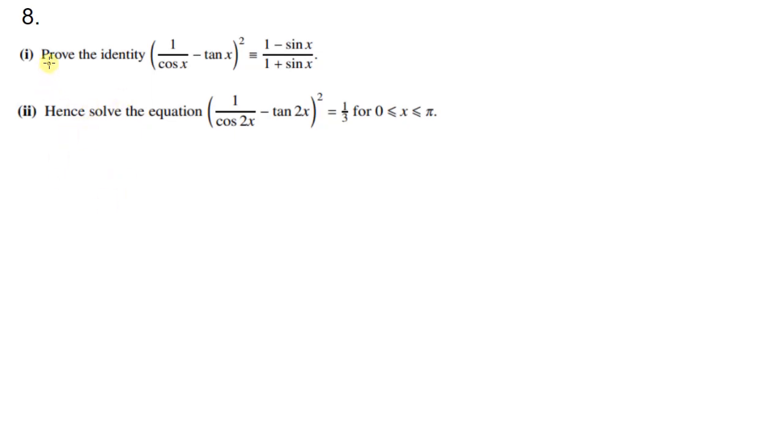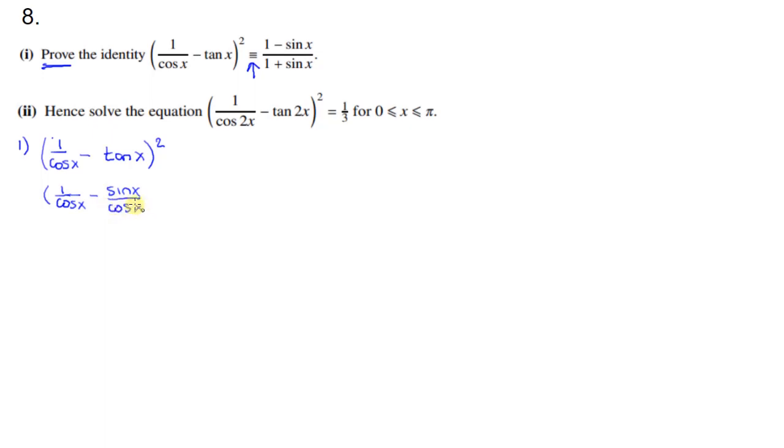In number 8, we're supposed to prove the identity. So these lines mean that it's not an equation. We can't add and subtract on both sides. We just got to take the one side and make it look like the other. So first I'm going to start by rewriting it. And my first thought is I'm going to take the tangent and rewrite it as sine over cosine.